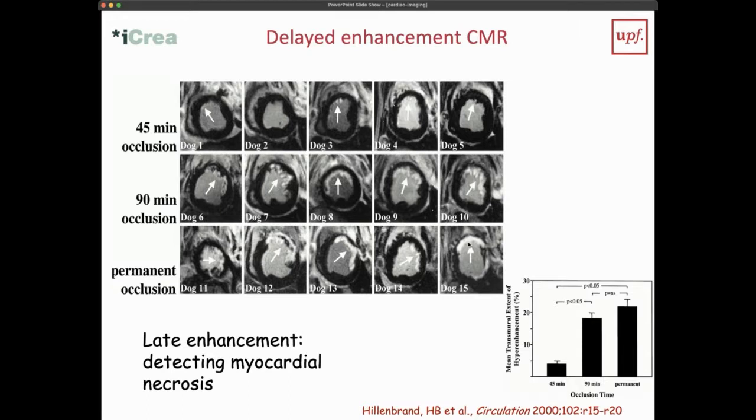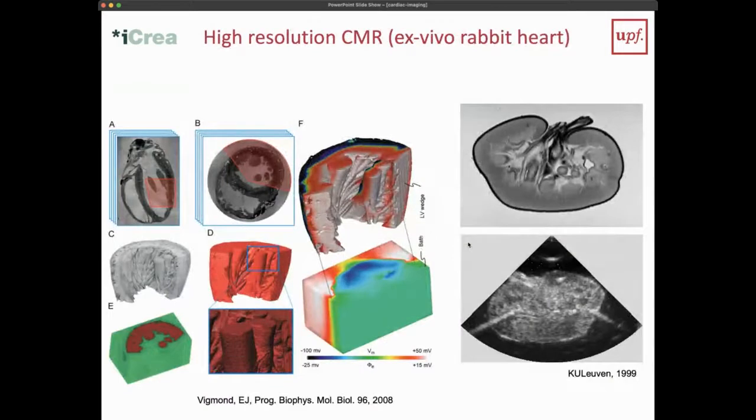And so it is what we call delayed enhancement MRI, where we inject contrast agent. And then after a certain amount of time, we check where this contrast agent went to. We can actually really image where infarcts are.